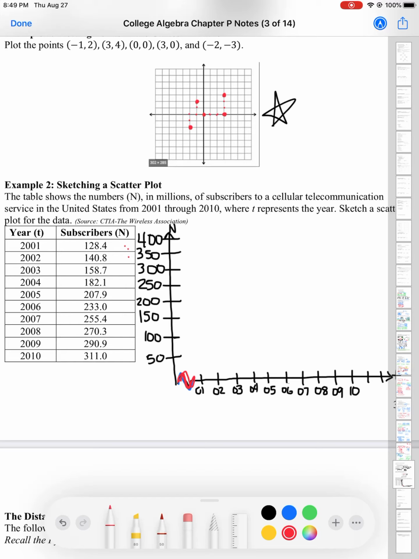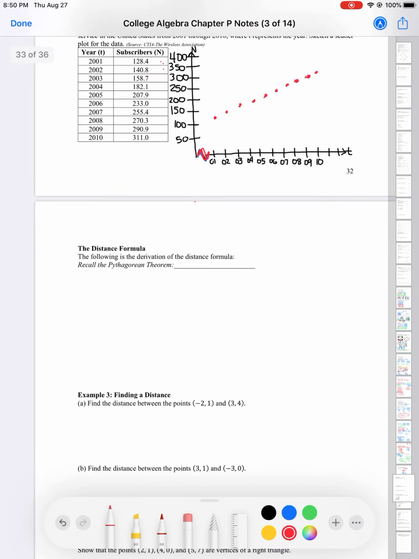But when we end up doing this, and I'm just going to do it quickly, we end up getting a linear model for this because every year it kind of goes up. So the subscriber pattern follows a linear model. I know you guys know how to plot points, and it's much easier on your paper, and you can eyeball it, but it ends up following this linear pattern.